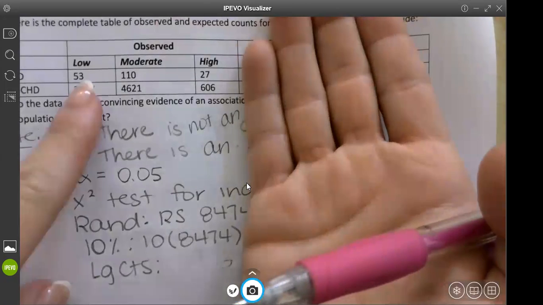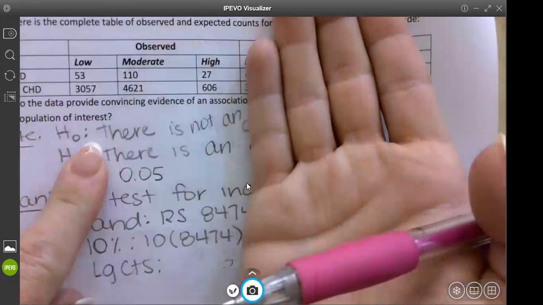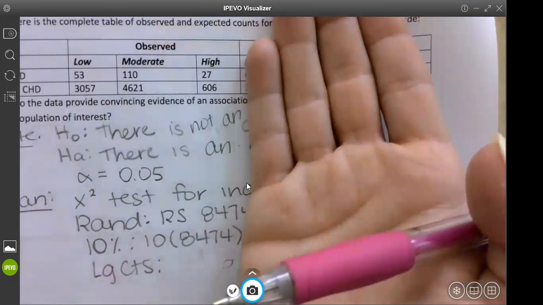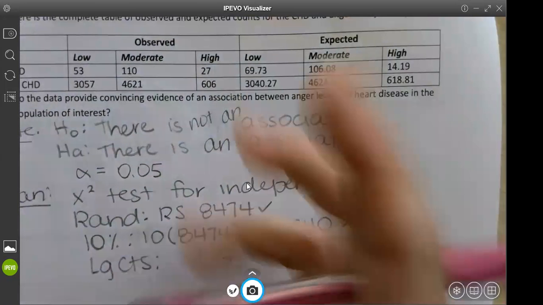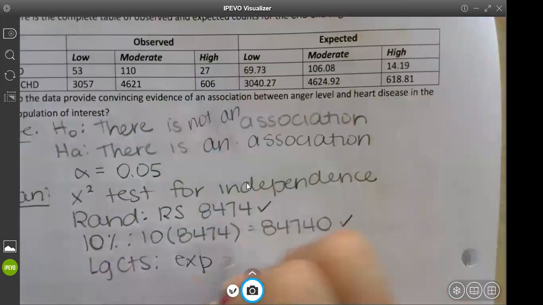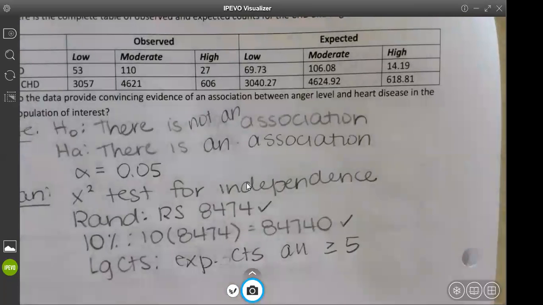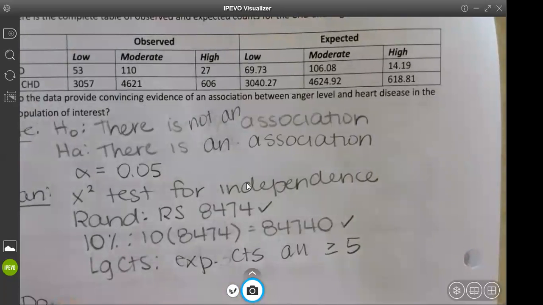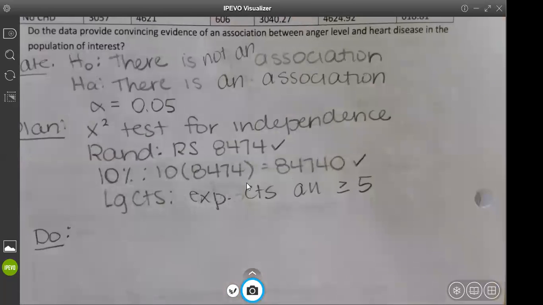If we're doing the CHD, we add the column, we add the row, we add the column, multiply that together over the table total, which is 8474. So they won't always give you the expected. I'm just going to have expected counts here. I don't want you to have to write them all out. Are all greater than or equal to 5. And that would absolutely be okay on the test because they give you the expected counts. They don't expect you to write them out over and over again.